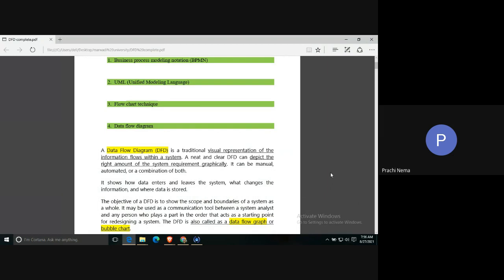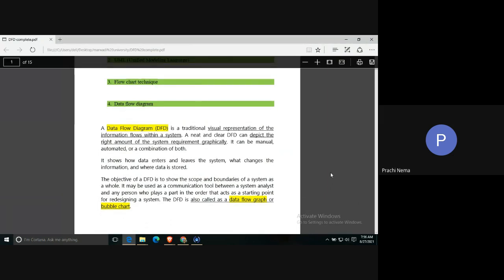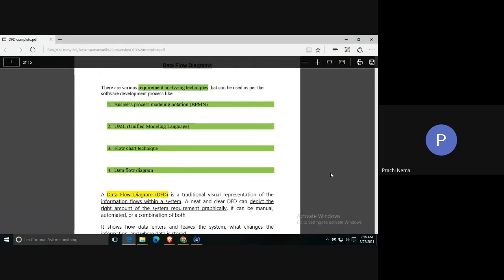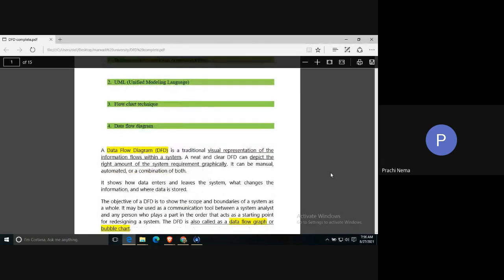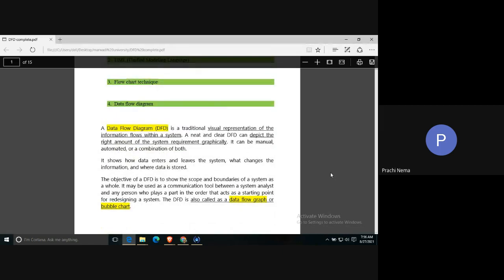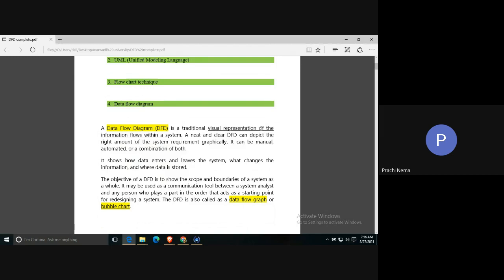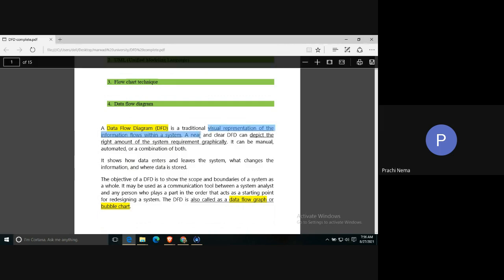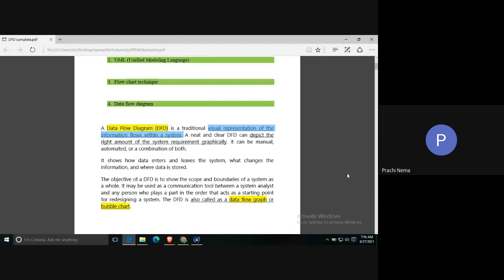See, what is DFD? We have seen that DFD is one of the requirement analysis techniques. Now, what is the definition of DFD? We will start our topic from here. DFD is basically a traditional visual representation of the information or data which is flowing within a system. This underlined part is the definition. The whole information which is circulating or flowing in the system is represented using DFD.